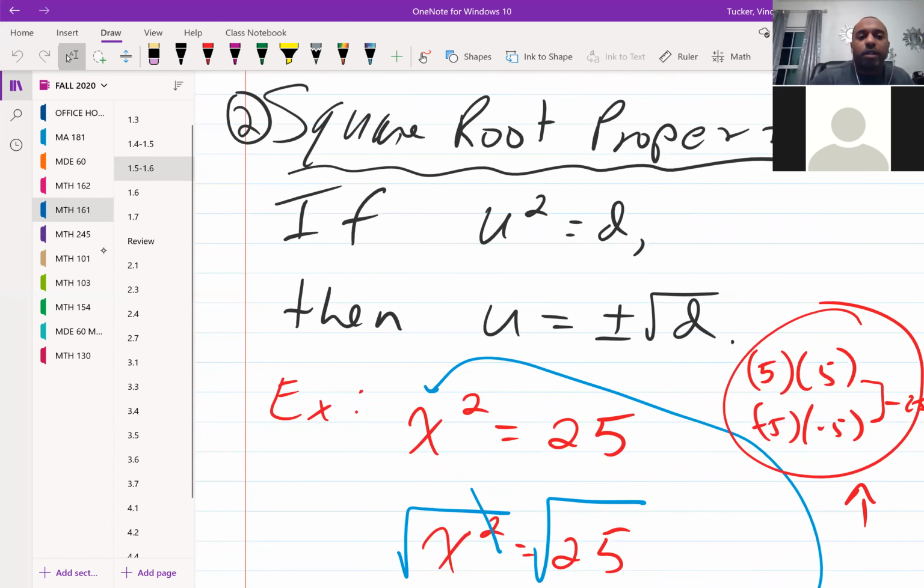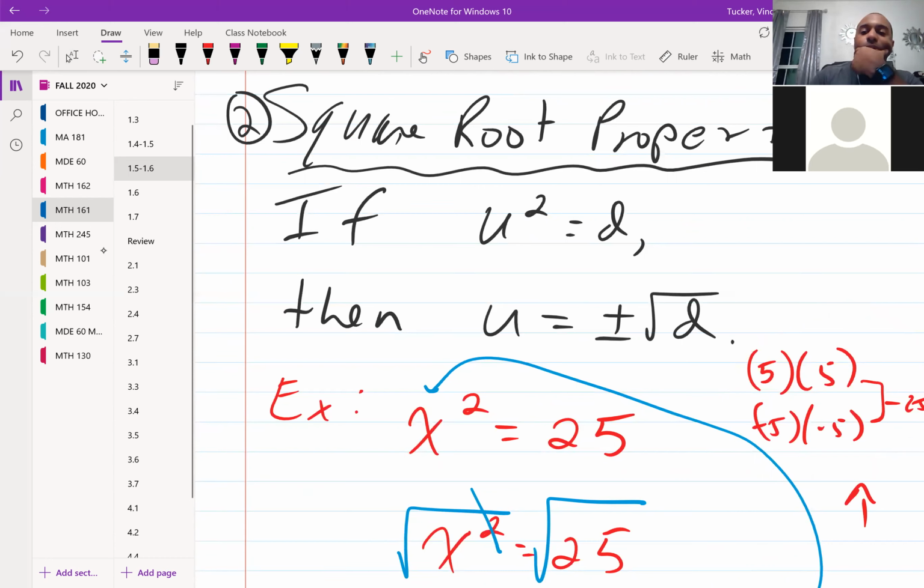All right, so the second method, the square root property, says if u squared is equal to d, then u is equal to plus or minus the square root of d.